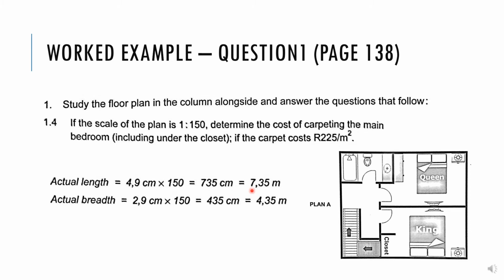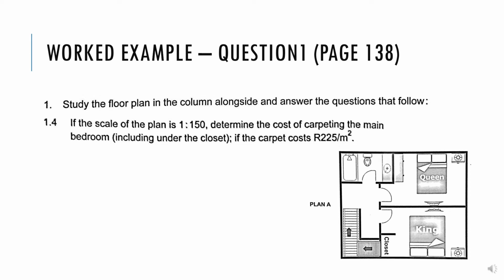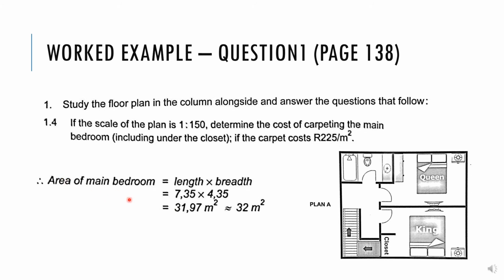So the length of the room is 7,35 meters, and you'll see that the breadth is 4,35 meters, because you measured 2,9 centimeters on the actual plan. You multiply that with 150 to use that scale over there. Right, so the area of the main bedroom is calculated as length times breadth. Remember that formula.